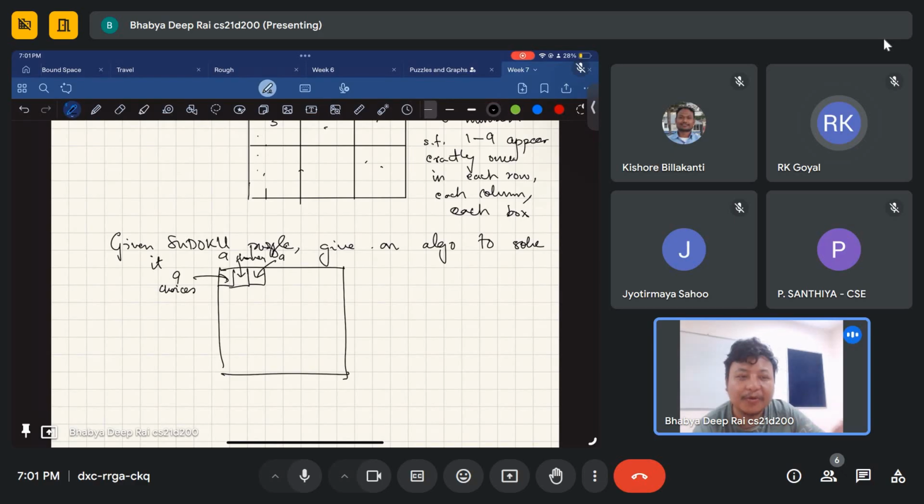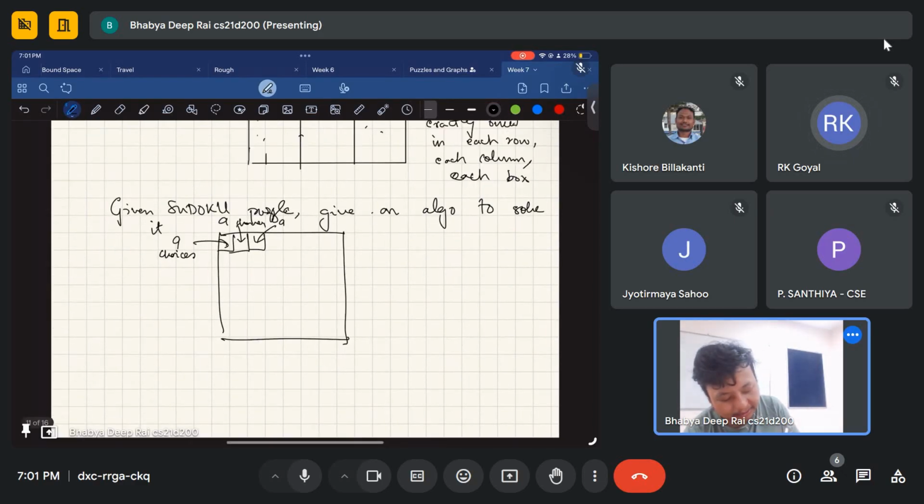I'll do what is called a brute force. So brute force equals 9 choices for each box. And for each box, I put 9 choices here times 9 choices here times 9 choices here, and so on. So 9 times 9 times 9, 9 power 9.